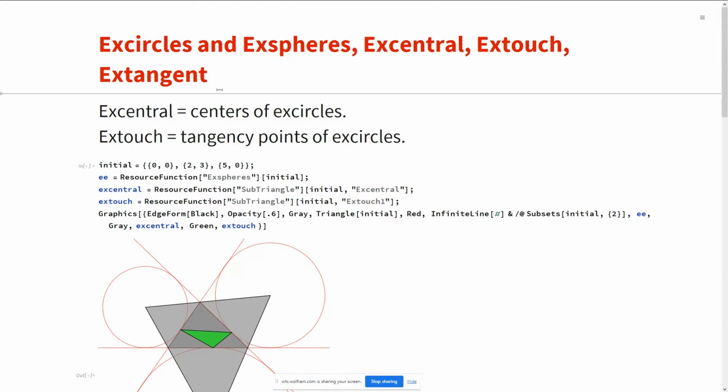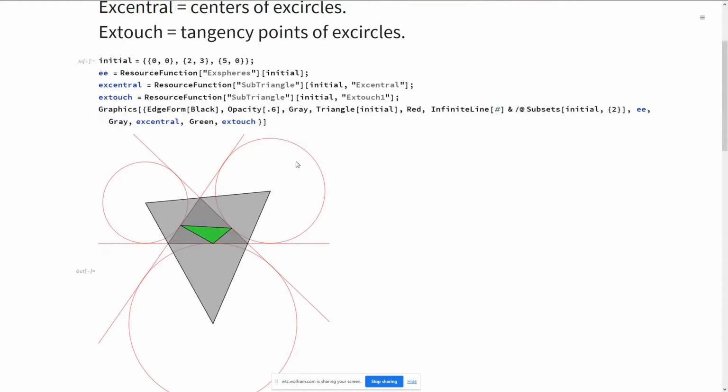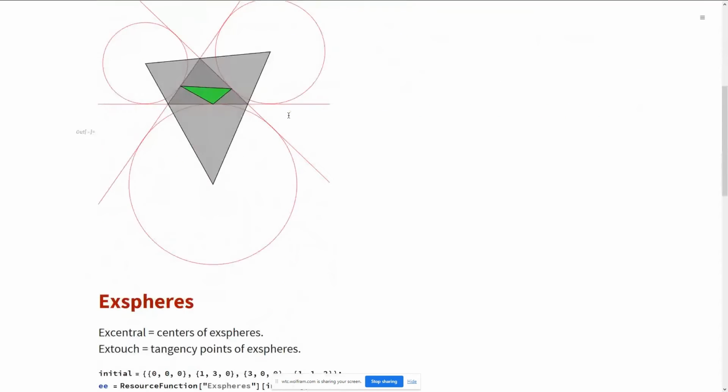X circles and X spheres. The X circles are tangent to the infinite lines of the triangle on the outside. The N circle is tangent to the lines of the triangle on the inside. The contact points of the X circles form the X touch triangle. And the X central triangle connects the centers.